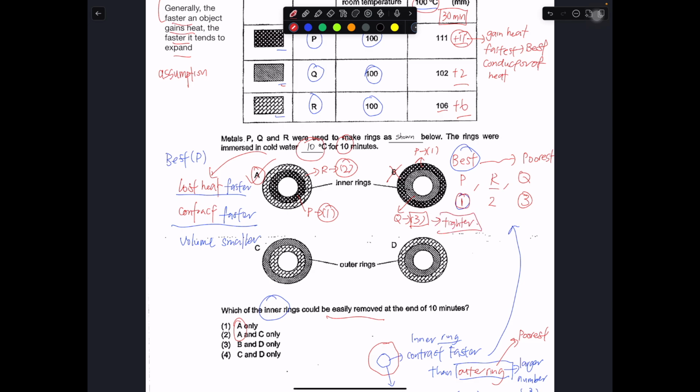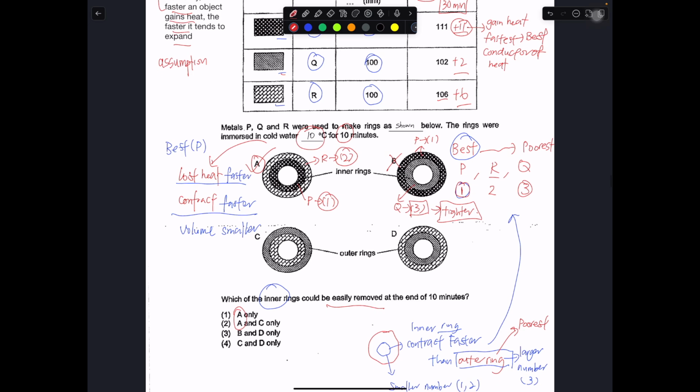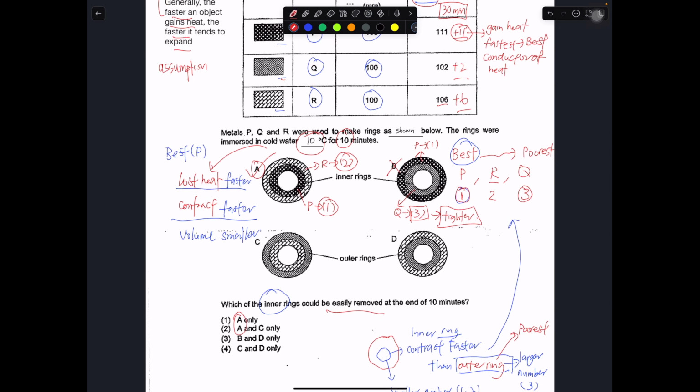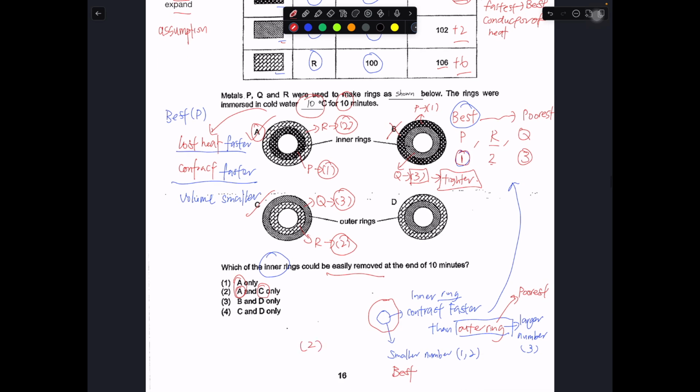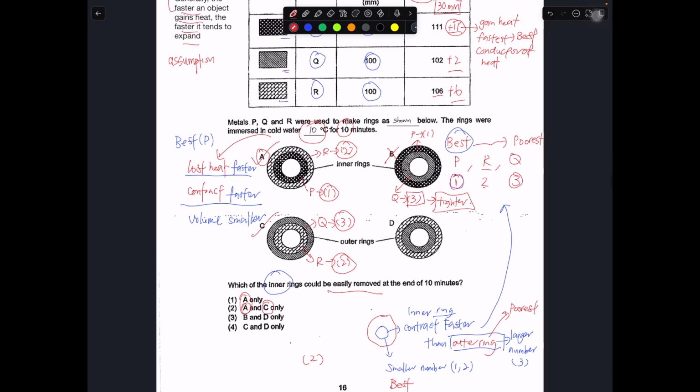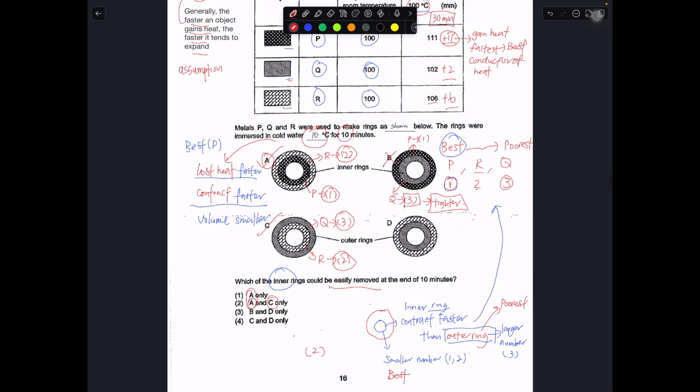So it's impossible. Now we take a look at C, whether C will be the answer. In C, R will be 2 and Q will be 3. The inner number is smaller and the outer ring is larger, so this is also possible. So A and C must be the answer. This answer is number 2. Let's just take a look at D, even though we know that it is not possible.